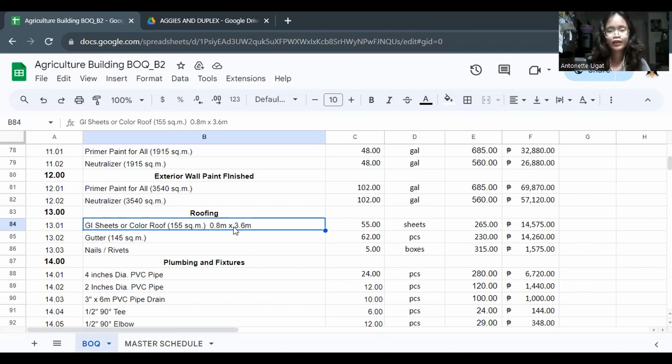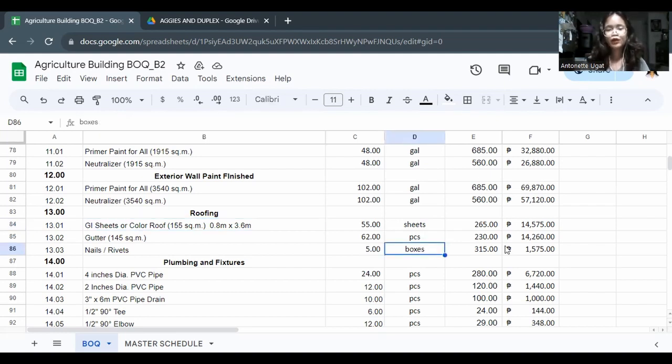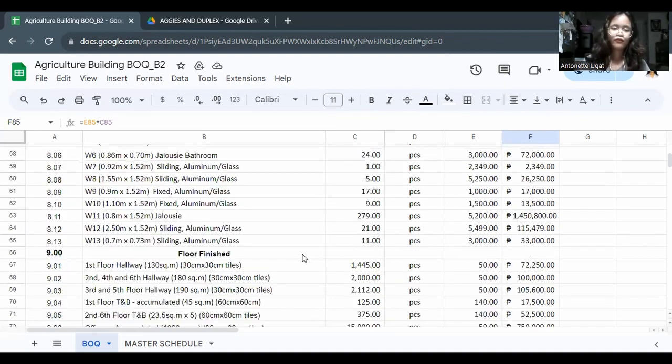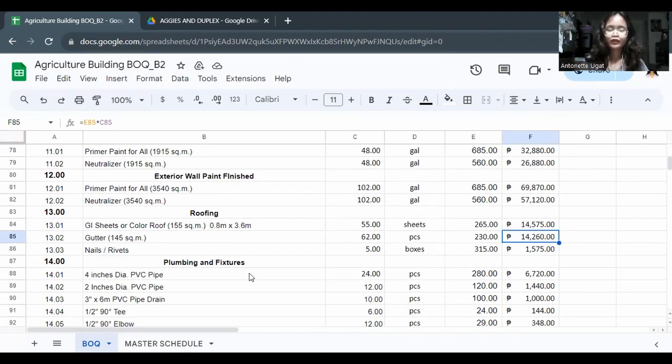So to get the total, multiply the unit price by the quantity here, so per sheets, per pieces, and per boxes. And that is the total for the roofing. And that is it for the floor finishes and the roofing.